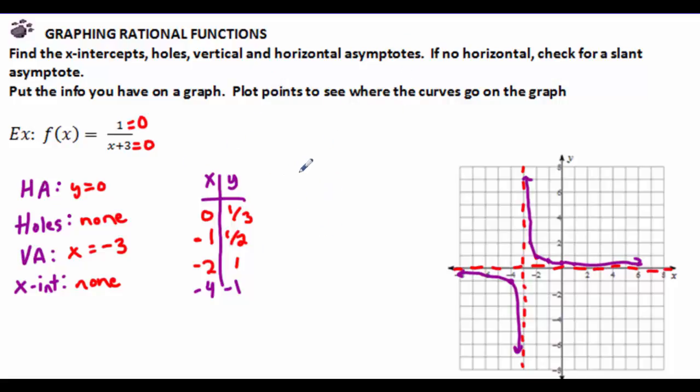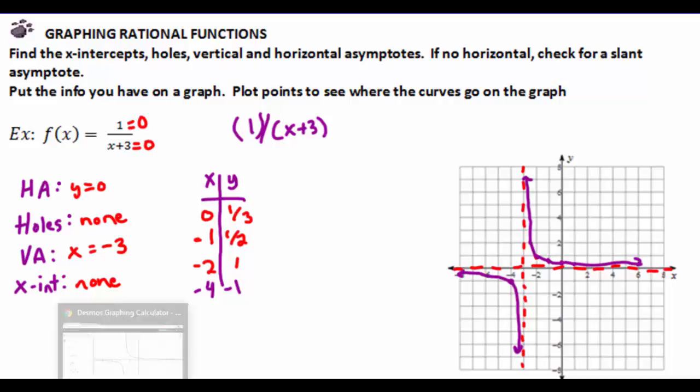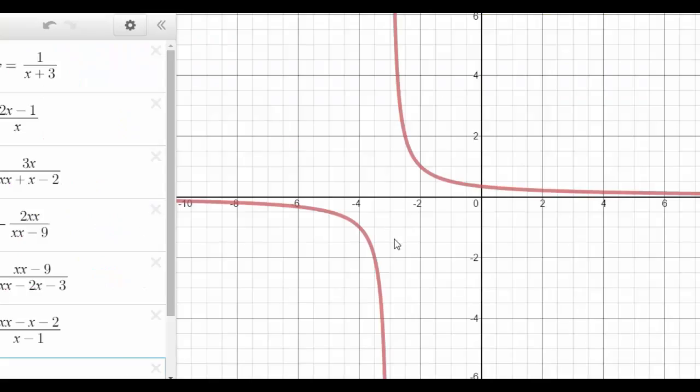use a calculator at all, is you can put this in the calculator into y equals as 1 divided by x plus 3. If your calculator doesn't do fractions, make sure that you put the bottom in parentheses, or even putting both the top and the bottom in parentheses would be fine. If I graph this on my calculator, this won't be exactly what your TI shows you, but this is a website called Desmos that does a pretty good job of graphing.